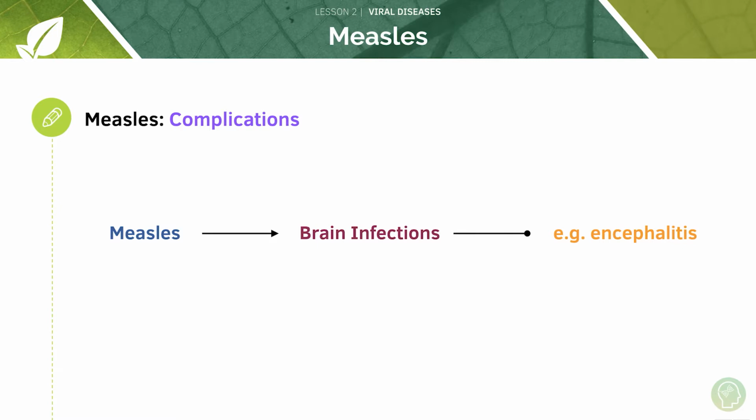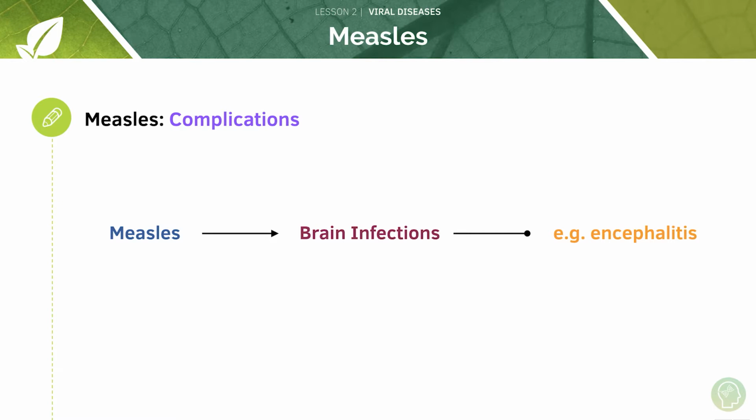So complications of measles can actually lead to brain infections, such as encephalitis, which means inflammation of the brain. This isn't a word that you need to remember, but perhaps it could help in impressing the examiners. Encephalitis. So encephalitis means inflammation of the brain. So this can be fatal.